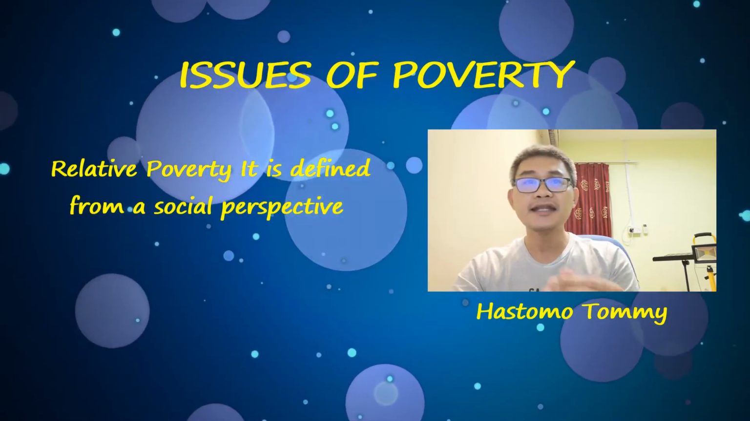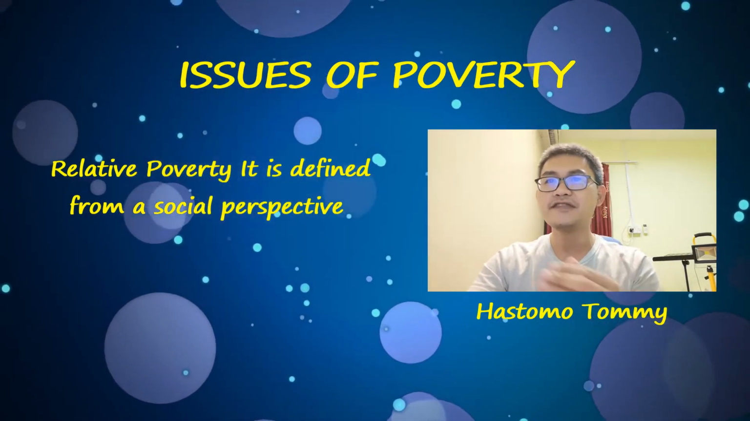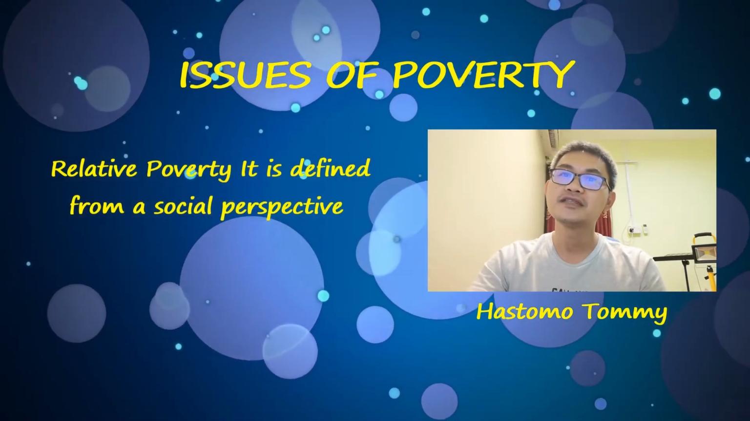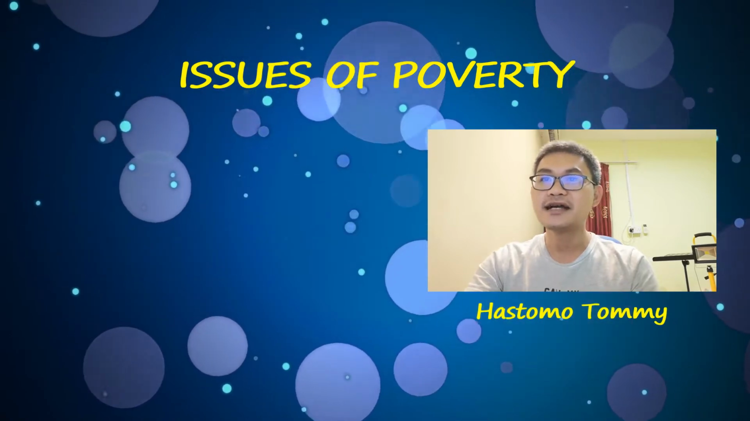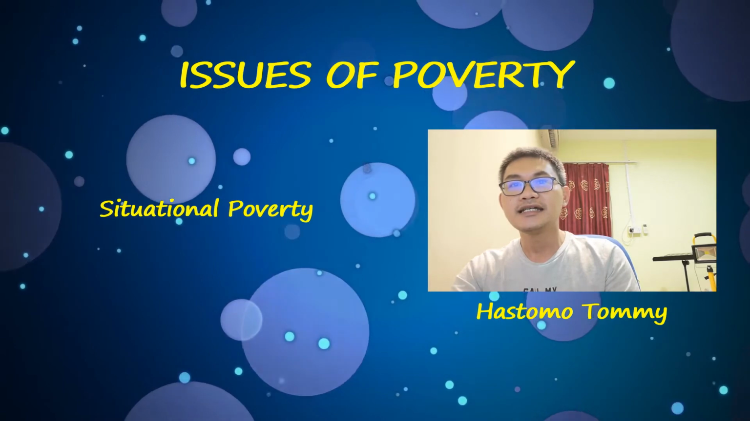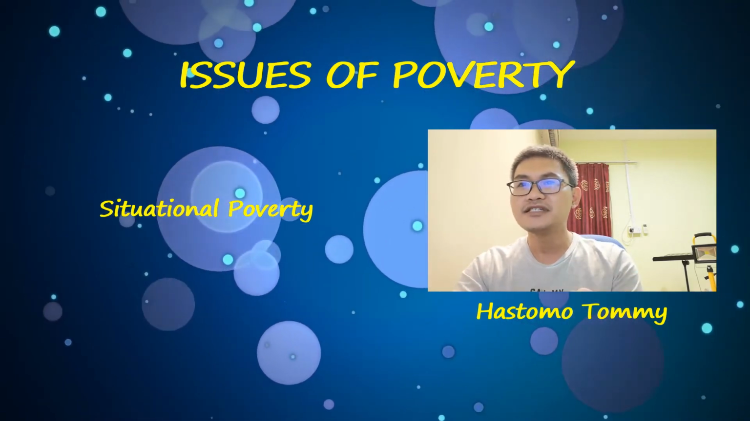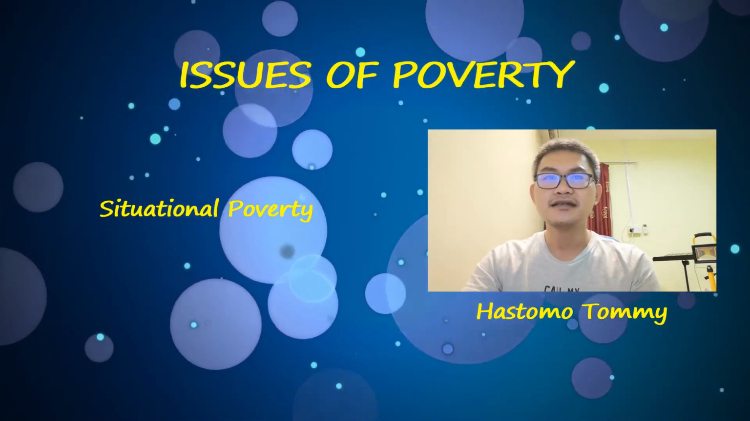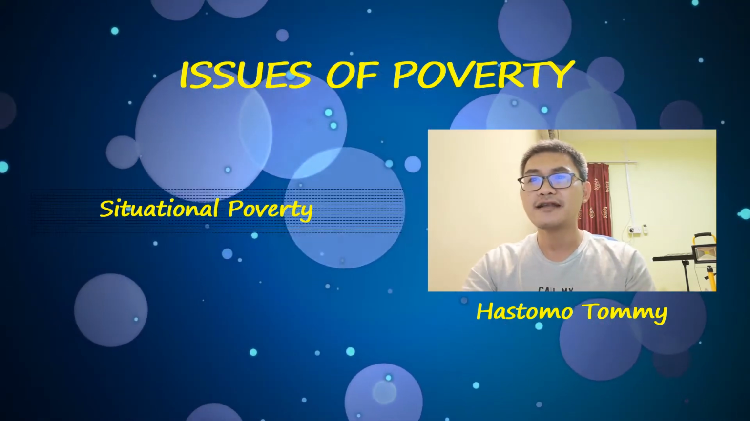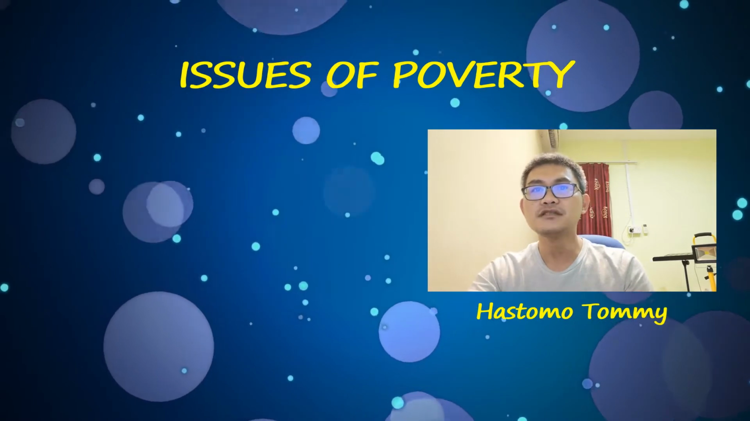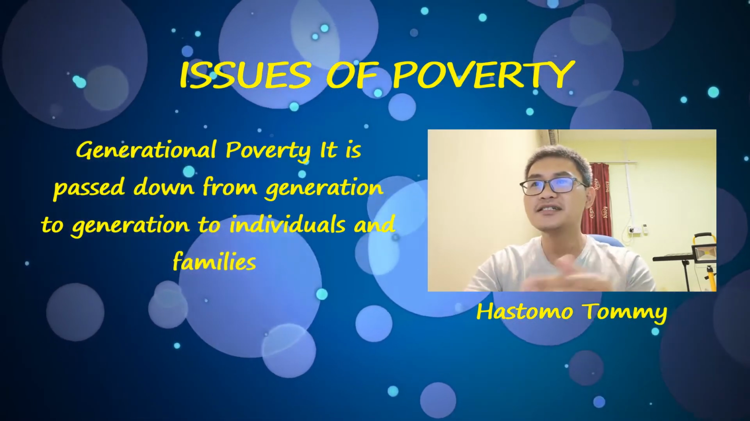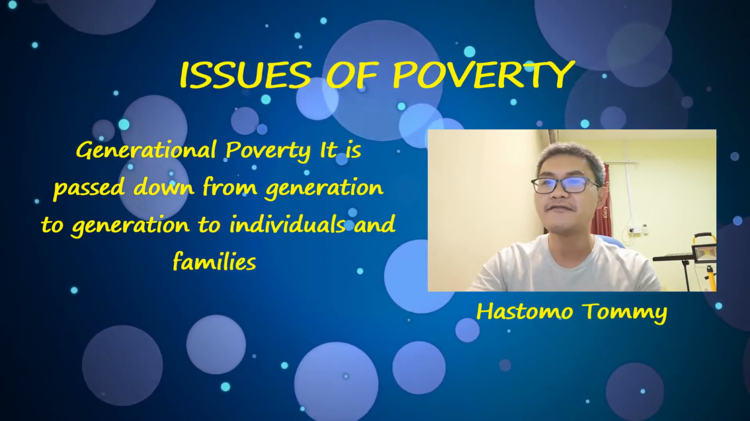That is, the standard of living is compared with the economic level of the surrounding population. Therefore, it is an indicator of income inequality. Situational poverty is a temporary type of poverty due to side effects such as environmental disasters, unemployment, and serious health problems. While generational poverty is passed down from generation to generation in individuals and families.